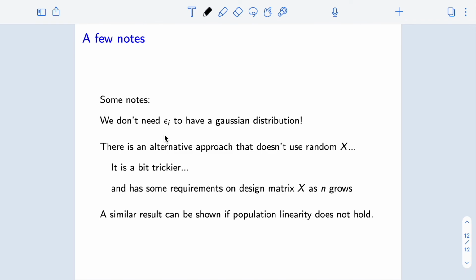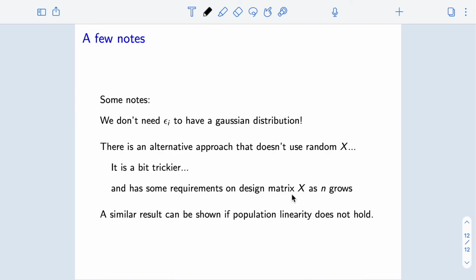Here, we also engaged with random x. We assumed our features were random. There's an alternative approach that engages with x as a fixed quantity. It's a little bit trickier, and when you talk about things asymptotically, you still need to understand how x gets larger as n grows, and if x isn't random, then you have to put some funny restrictions on that.